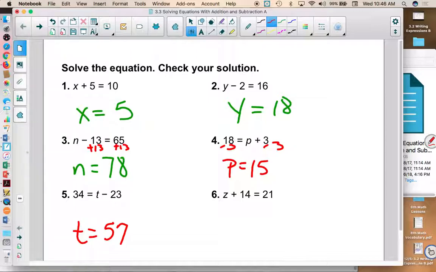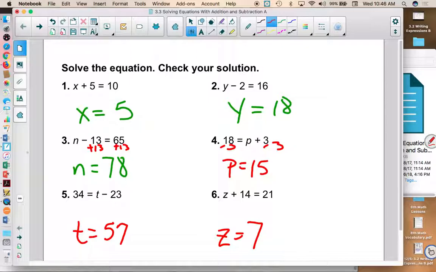z plus 14 equals 21. What was that, sir? 7. How much? 7. He says z is 7. Is he correct? Yeah. 7 plus 14 equals 21. Good job.